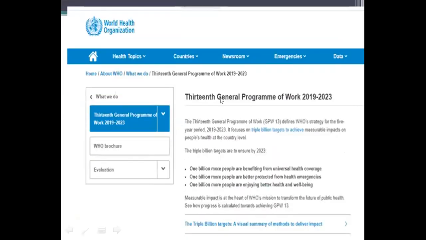There is also a WHO framework, the 13th General Programme of Work 2019 to 2023, which defines the WHO strategy for the five-year period 2019 to 2023. It focuses on the triple billion target to achieve measurable impact on people's health at country level. The triple billion targets to be achieved by 2023 are: 1 billion more people benefiting from universal health coverage, 1 billion more people better protected from health emergencies, and 1 billion more people enjoying better health and well-being.